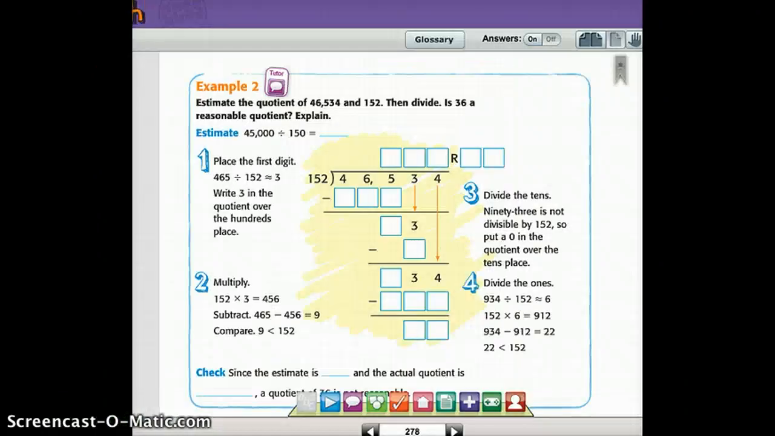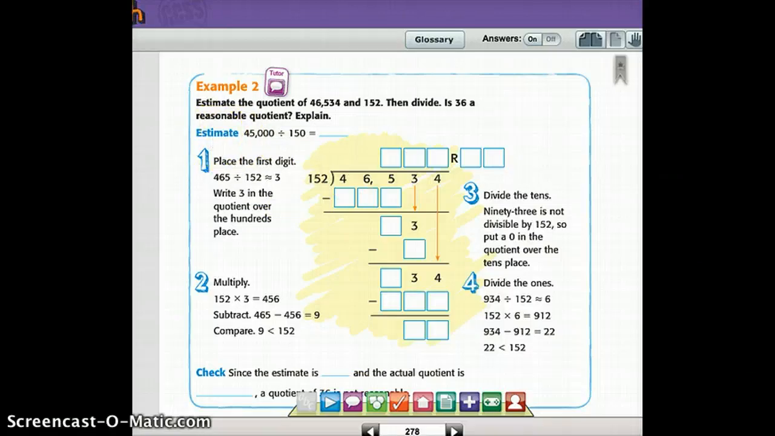Okay, let's take a look at an example in your book. I'm on page 278 on example 2. And you'll notice this little tutor button. In addition to the video we just watched, you can have a tutor walk you through the steps. So it's this little purplish button with the little talk bubble. Okay, so it says to first estimate, because that'll give us somewhere that we can do that reasonable check.